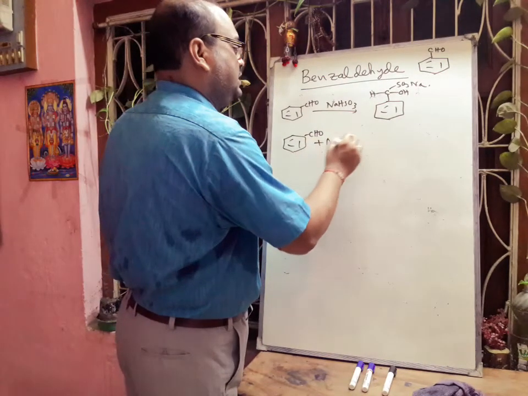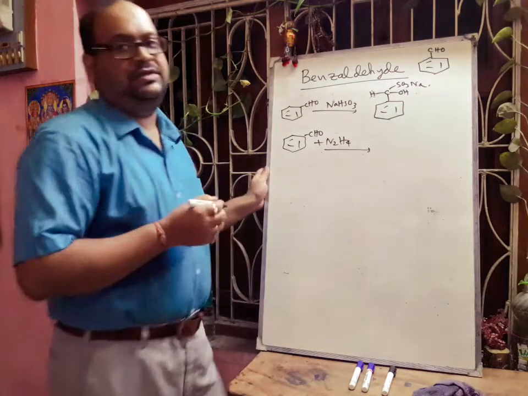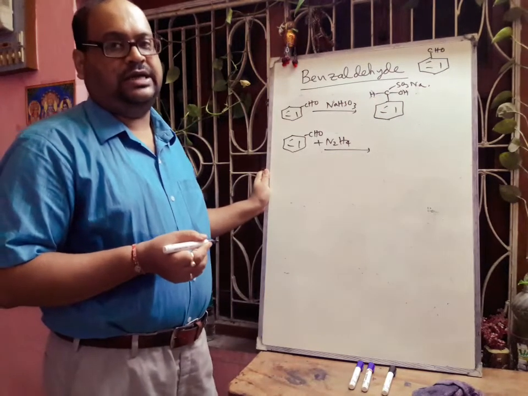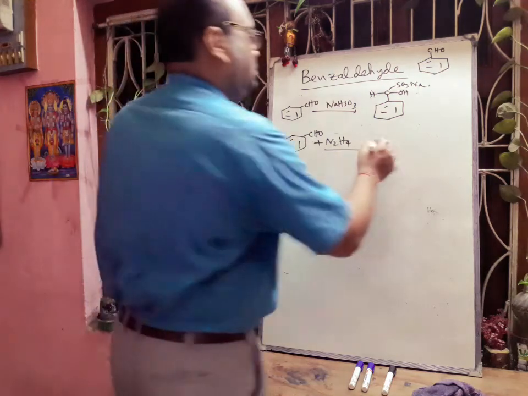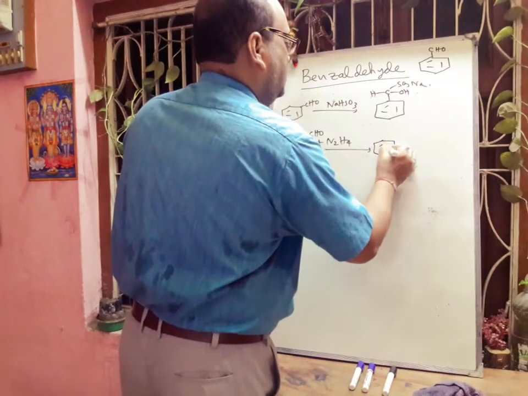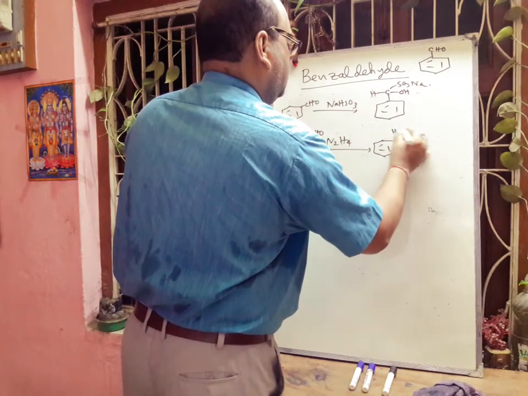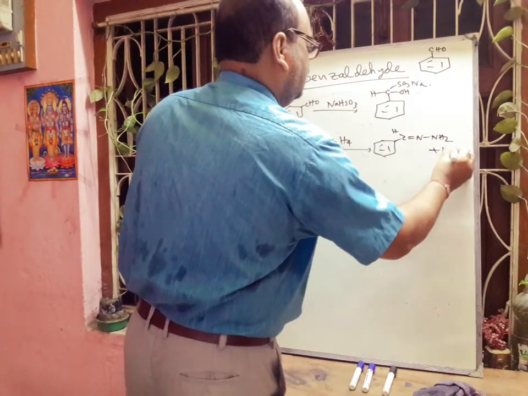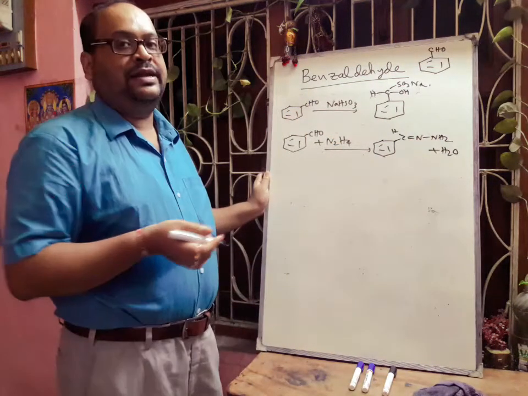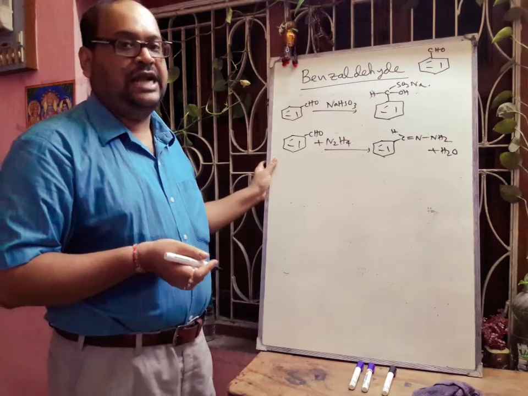That will react with this carbonyl oxygen, and there will be elimination of water, and we will get benzaldehyde hydrazone. This one is C6H5CH double bond N NH2. This one is benzaldehyde hydrazone. Now we can react this benzaldehyde with phenyl hydrazine.